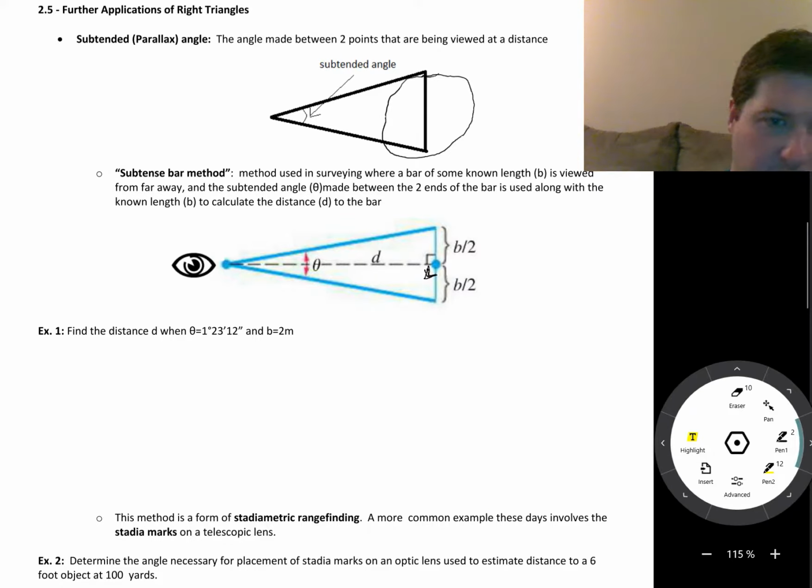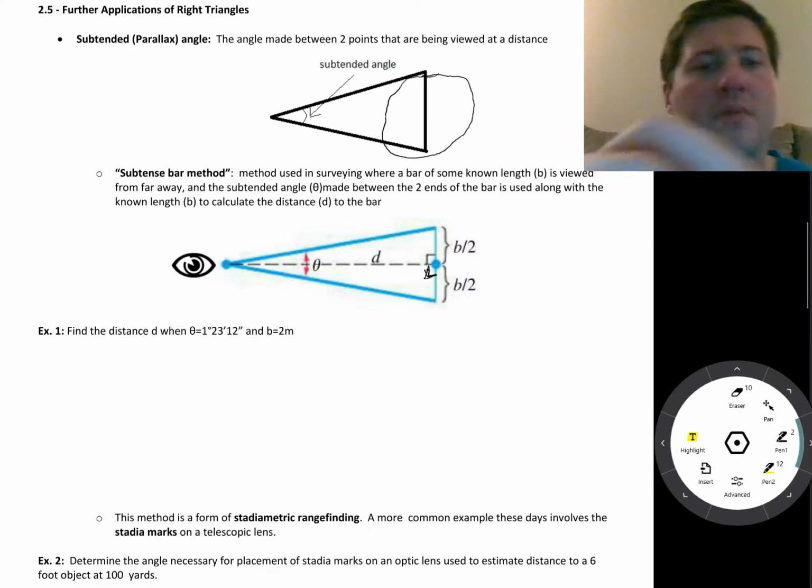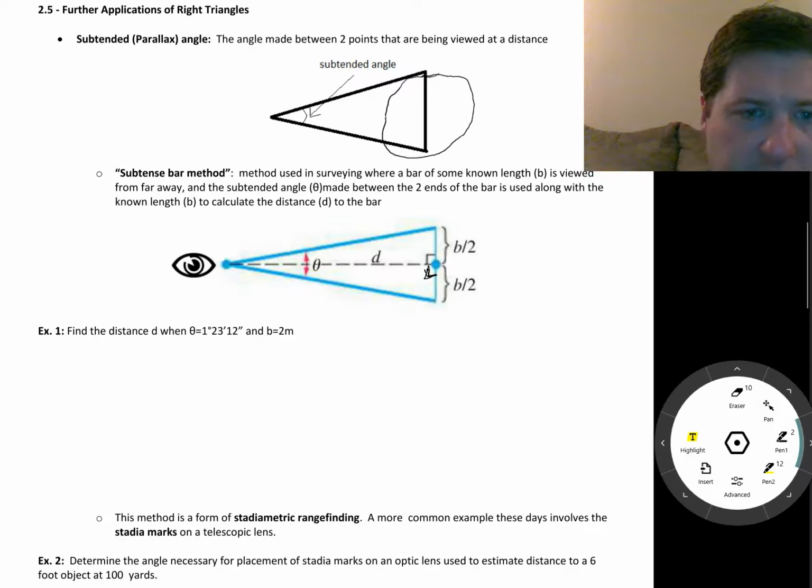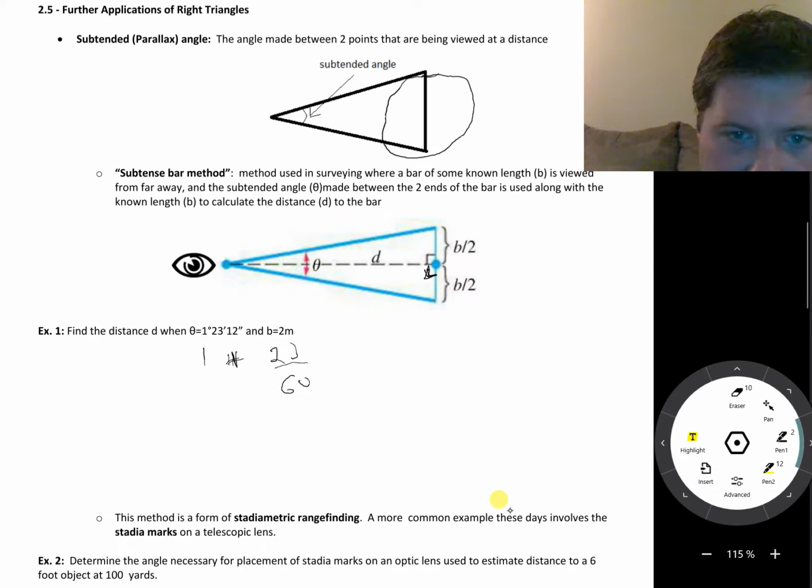First of all, I don't want to deal with minutes and seconds, so I'm going to convert that to decimal. I guess you don't really have to. So this is 1 plus 23 over 60, so I divide the minutes by 60, plus I'm going to take my 12 seconds and divide them by 60 twice. Divide by 60, and I'm just going to put another 60 right down there with it.